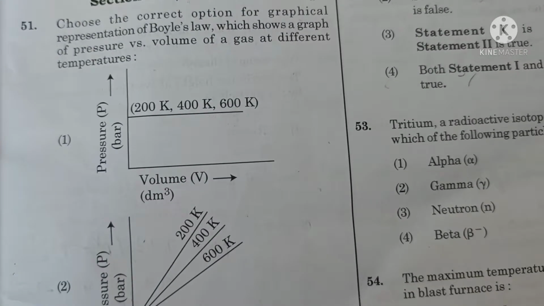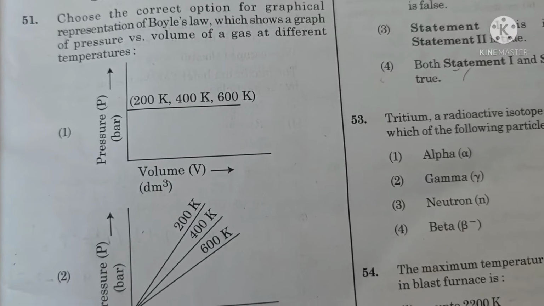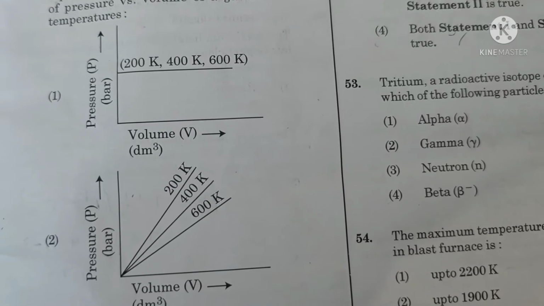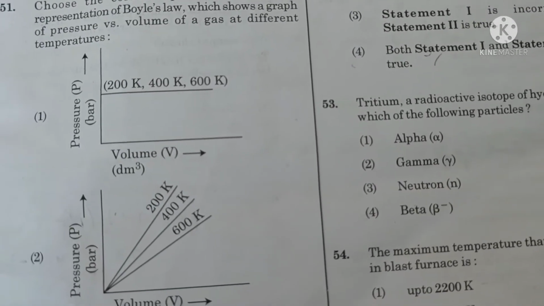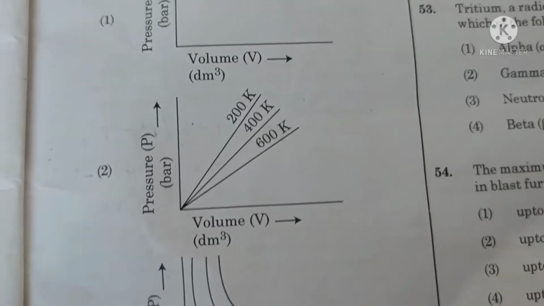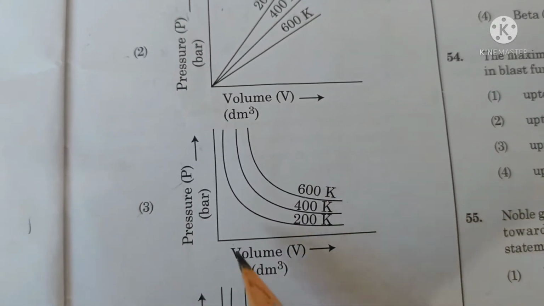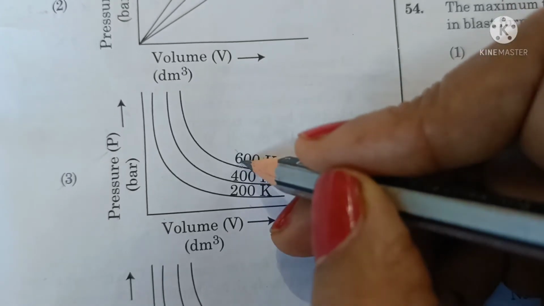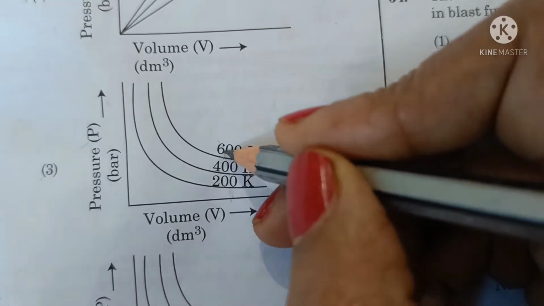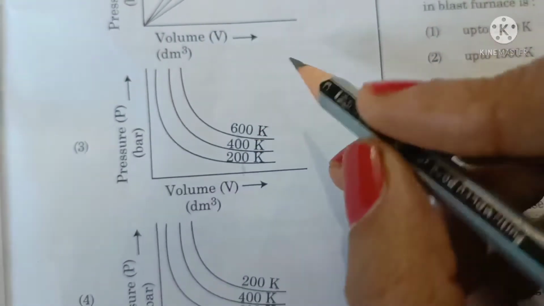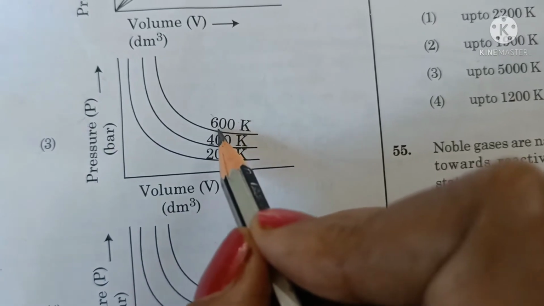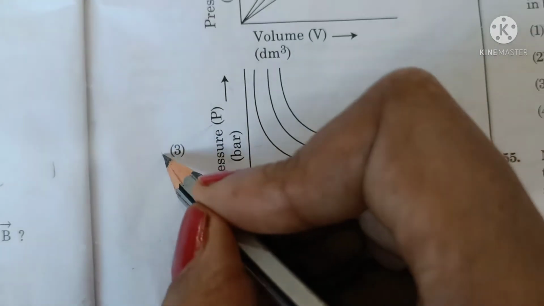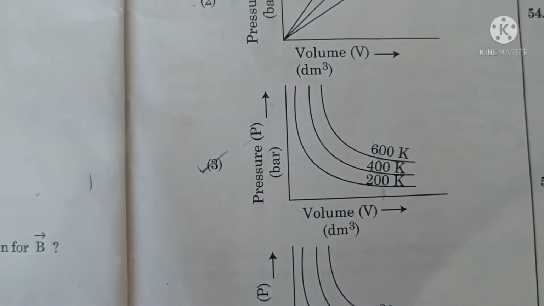The correct option for the graphical representation of Boyle's law, which shows a graph of pressure versus volume of a gas at different temperatures. As you know, in Boyle's law, the pressure is inversely proportional to volume. So as the volume increases, the pressure should decrease and the graph should point downwards. If volume is constant, we know that the temperature is directly proportional to pressure. That means at higher temperature, the pressure will be higher. So option number 3 will give you the correct answer to this question.